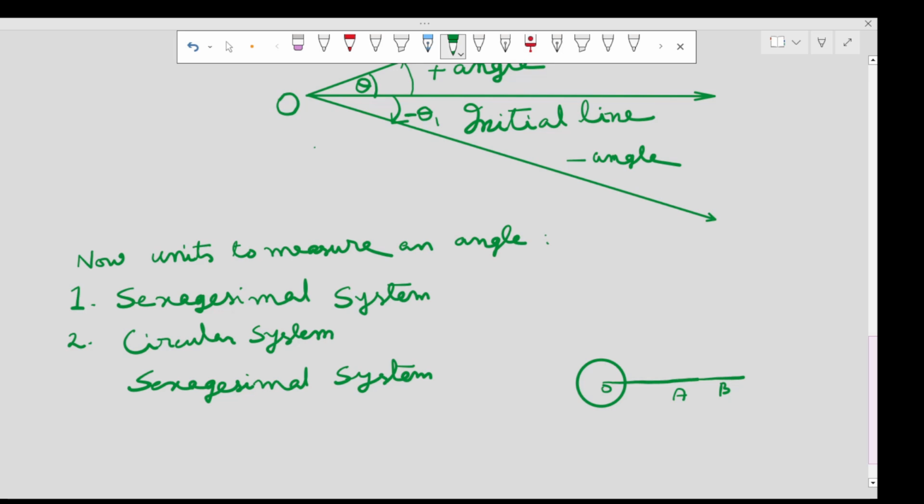Therefore, 1 degree. Sometimes it may be called this, see, this is degree. Complete angle divided by 360 degree.